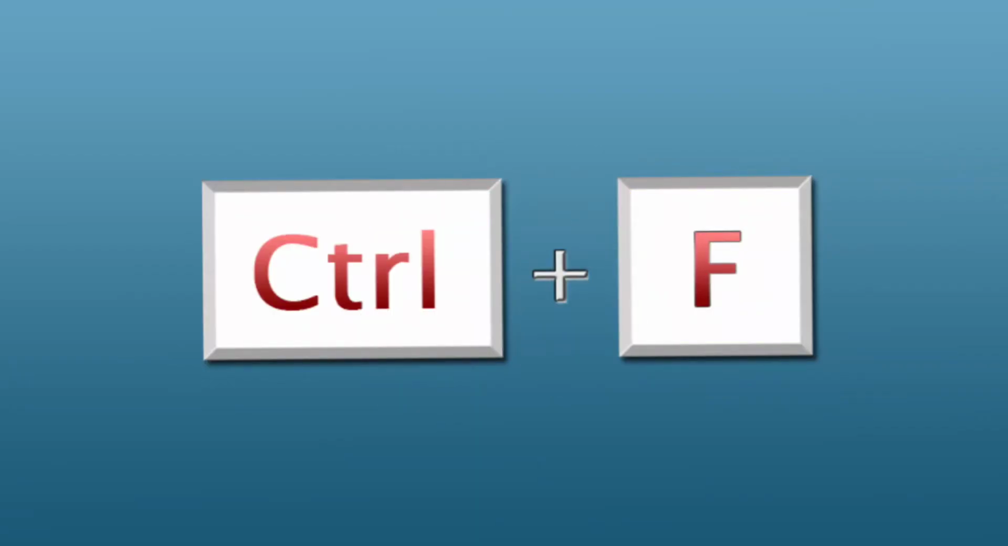Sixth shortcut is Ctrl plus F. Ctrl F is the shortcut in your browser or operating system that allows you to find a word or phrase quickly.